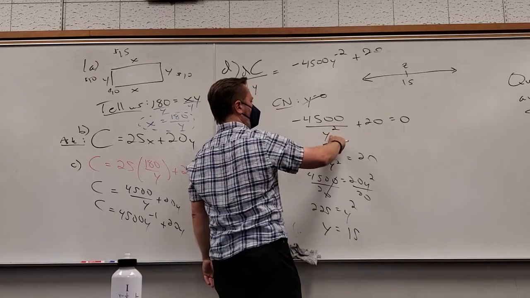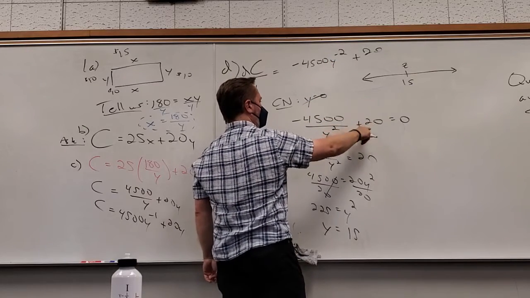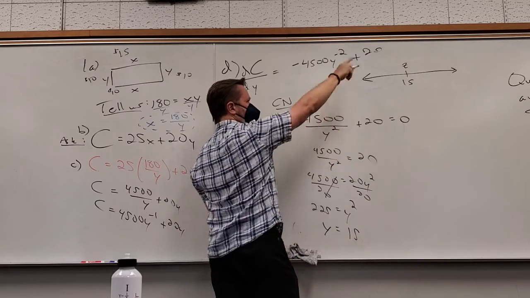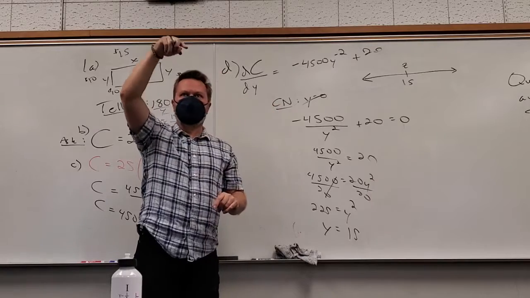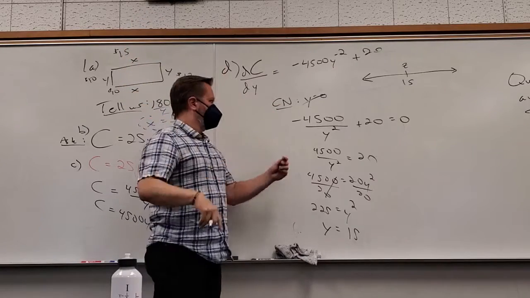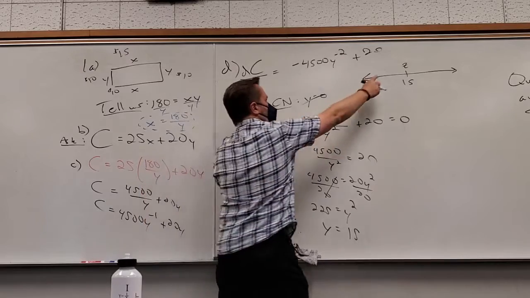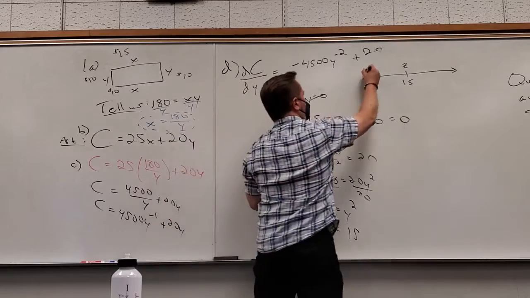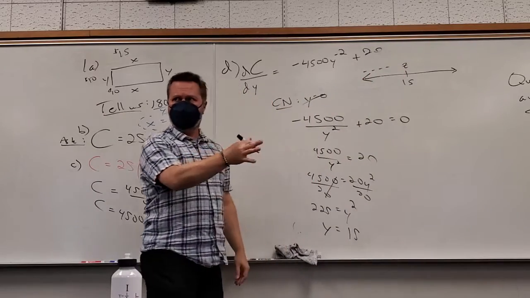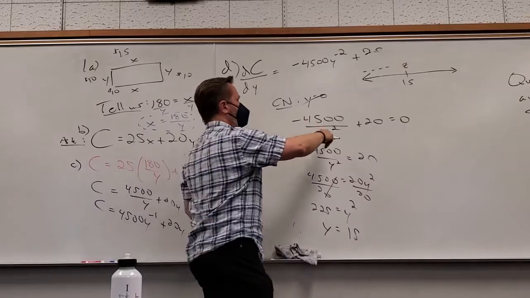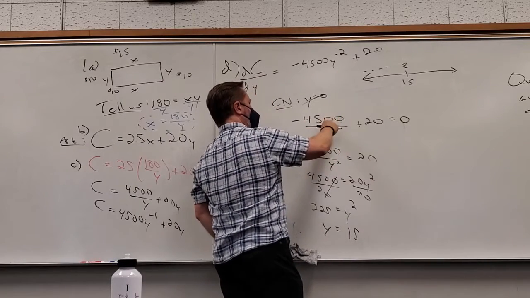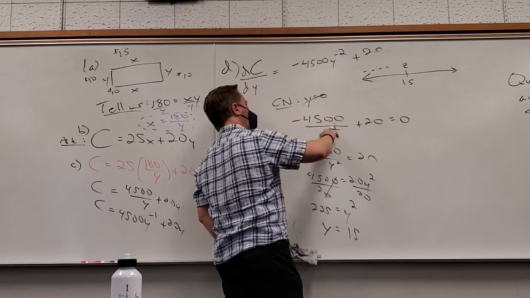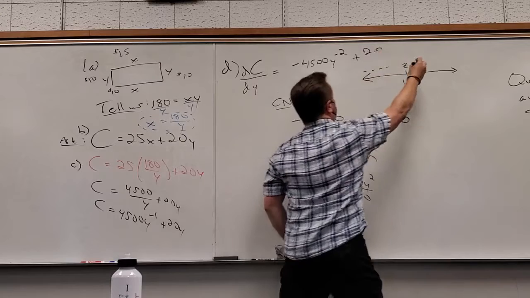If I throw in a 14, what does this become? Well, let's throw in a 10, that's easier. You guys with me what I'm doing here? I just want to see if it's going down and then up, right? If I throw in a 10, which is on this side, it's 100, so it's negative 45 plus 20, which is negative. And if I throw in a 20, that's negative 4,500 divided by 400, which is 45 divided by 4, which is about negative 11 plus 20, which is positive, bang.